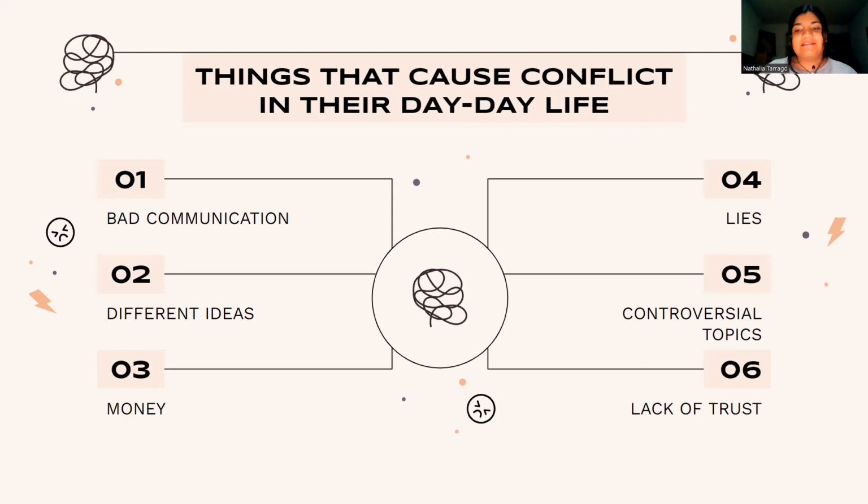The fourth is lies, which I think can come along with excuses and not doing the work that they have to do. Also, the fifth one is controversial topics. Not everyone wants to talk about everything, and I think that can be a conflict at the end of the day. And the sixth and last is the lack of trust among teammates and classmates or co-workers.